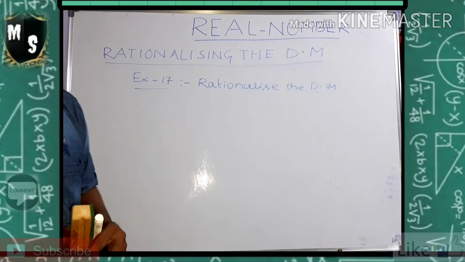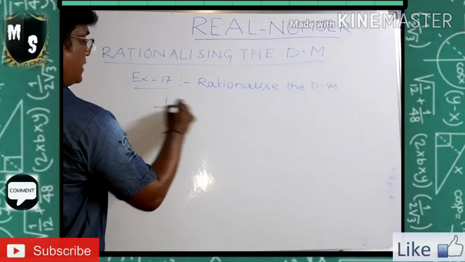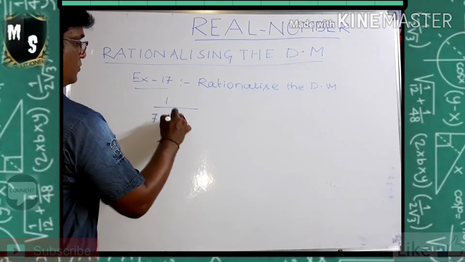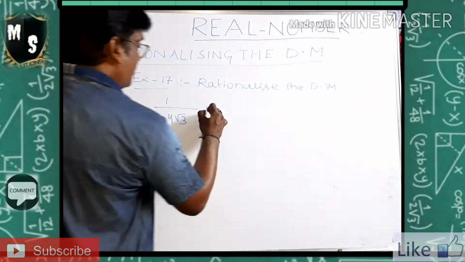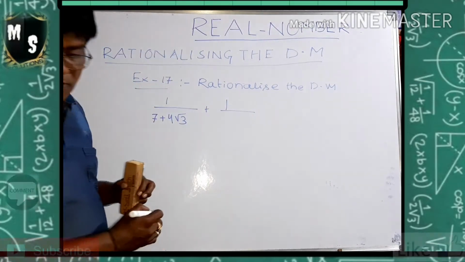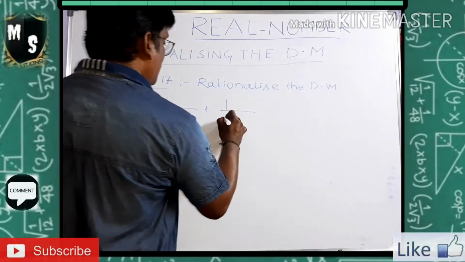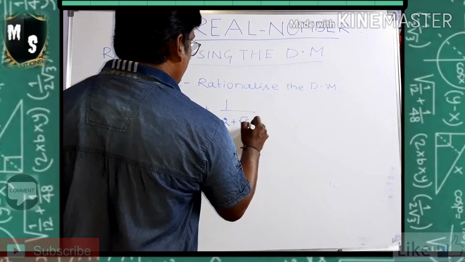It is 1 by 7 plus 4 root 3, then plus 1 by 2 plus root 5. So we have to add them.